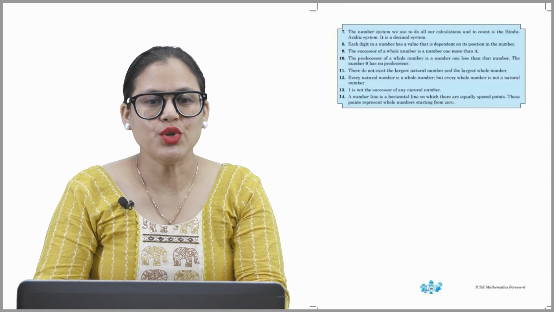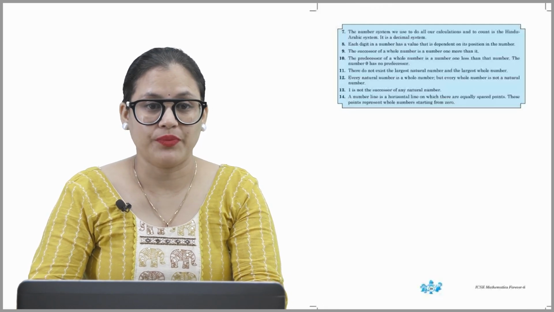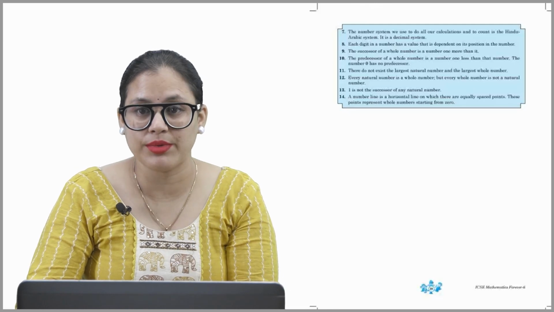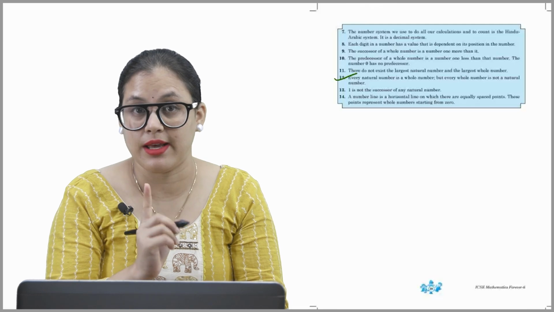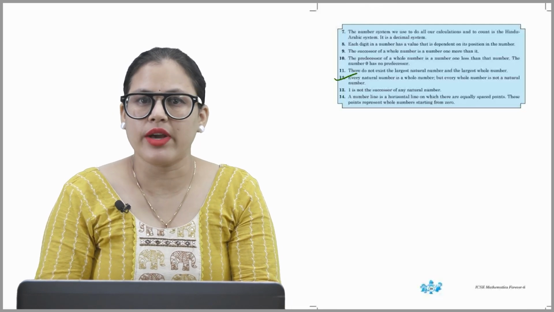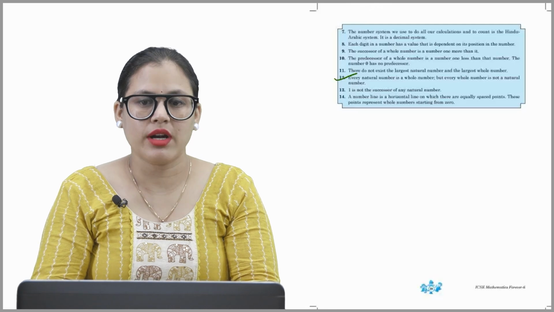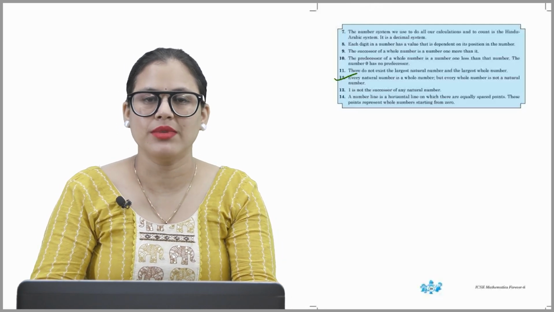11. There do not exist the largest natural number and the largest whole number. 12. Every natural number is a whole number, but every whole number is not a natural number. Remember this line. 1 is not the successor of any natural number, and a number line is a horizontal line on which there are equally spaced points. These points represent whole numbers starting from 0.